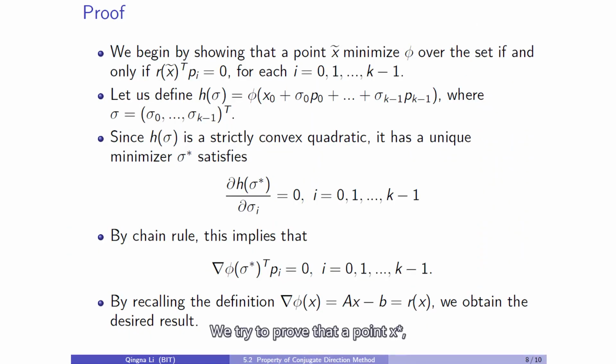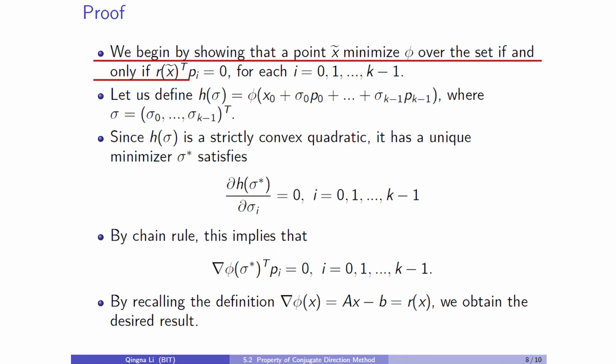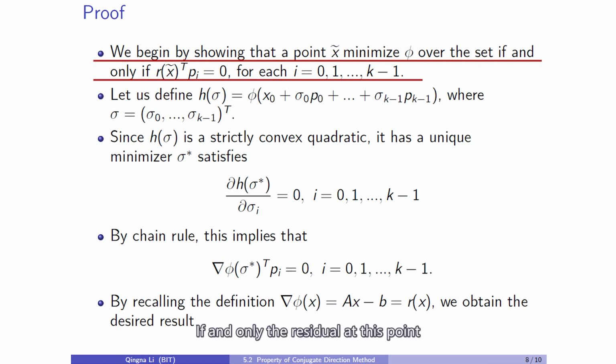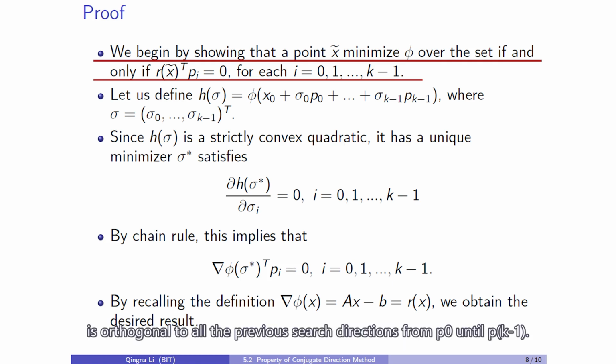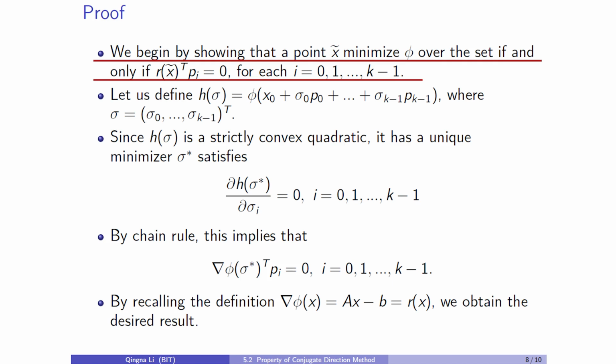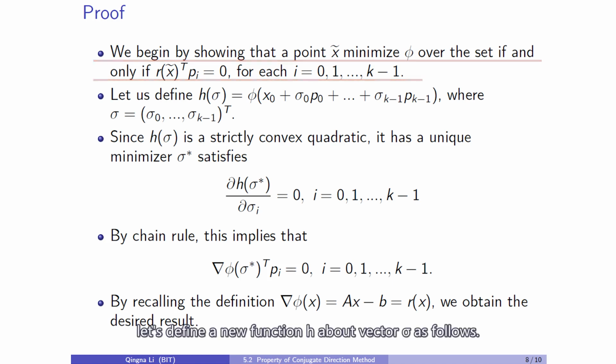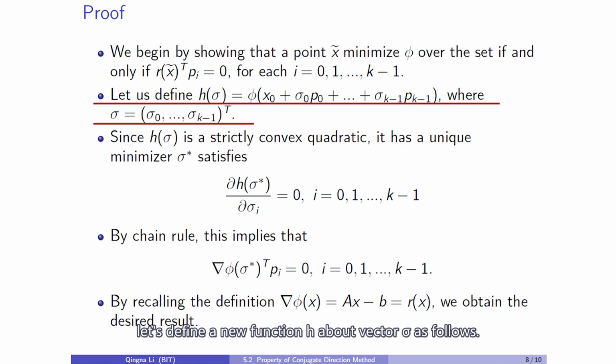We try to prove that a point x star minimizes phi over the set if and only if the residual at this point is orthogonal to all the previous search directions from p0 until pk minus 1. Okay, so to show this, let's define a new function h about a vector sigma as follows. So this sigma is actually the coefficient in the following expressions.